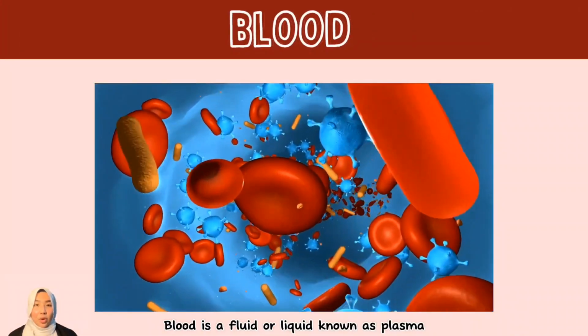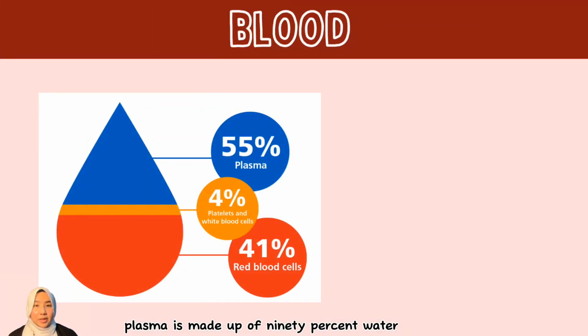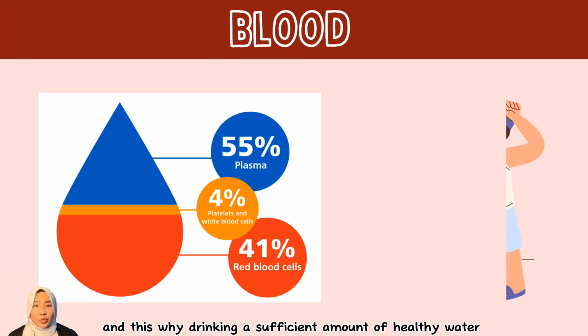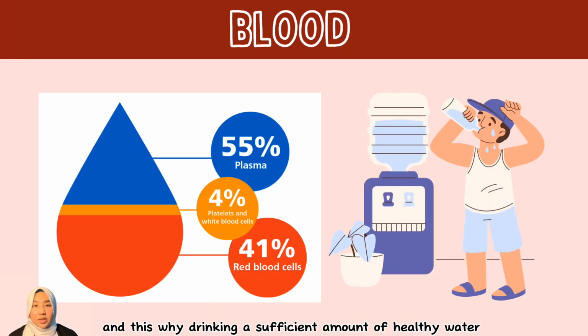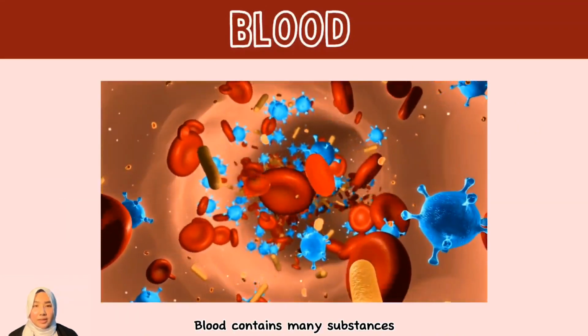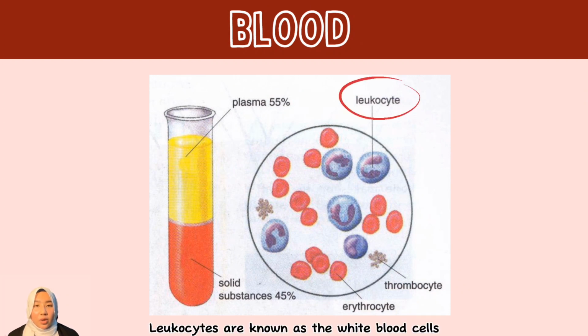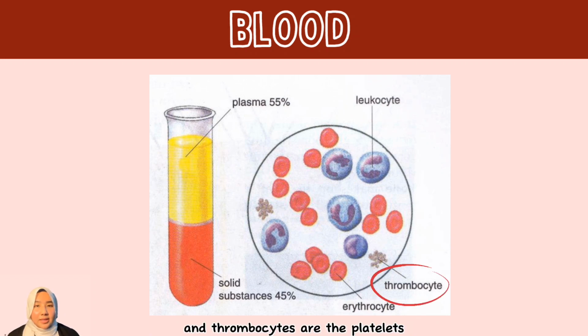Blood is a fluid known as plasma. Plasma is made up of 90% water, and this is why drinking a sufficient amount of healthy water is absolutely necessary. Blood contains many substances, including 3 different types of blood cells, each having its own particular function. The first type of blood cell is called the erythrocyte. This is known as the red blood cell. Leukocytes are known as the white blood cells, and thrombocytes are the platelets.